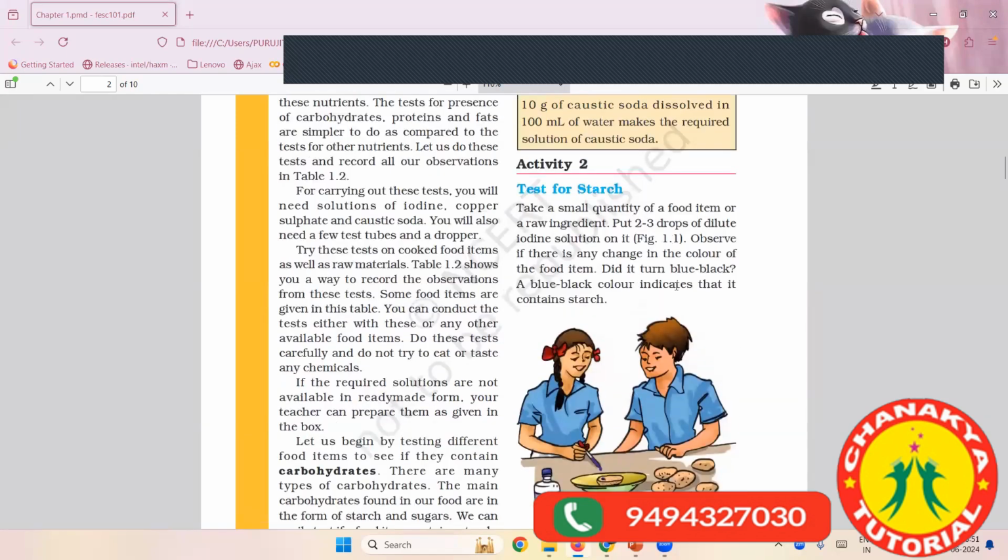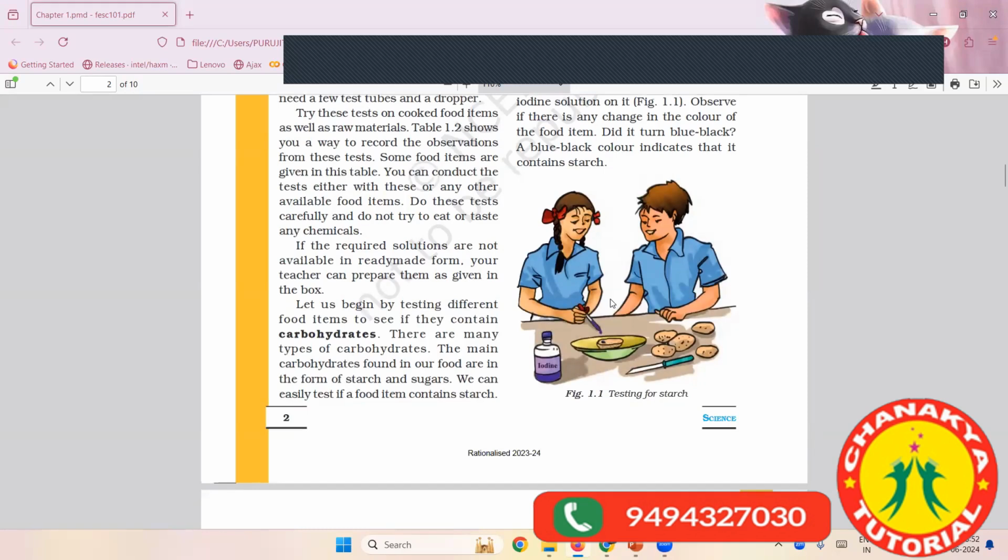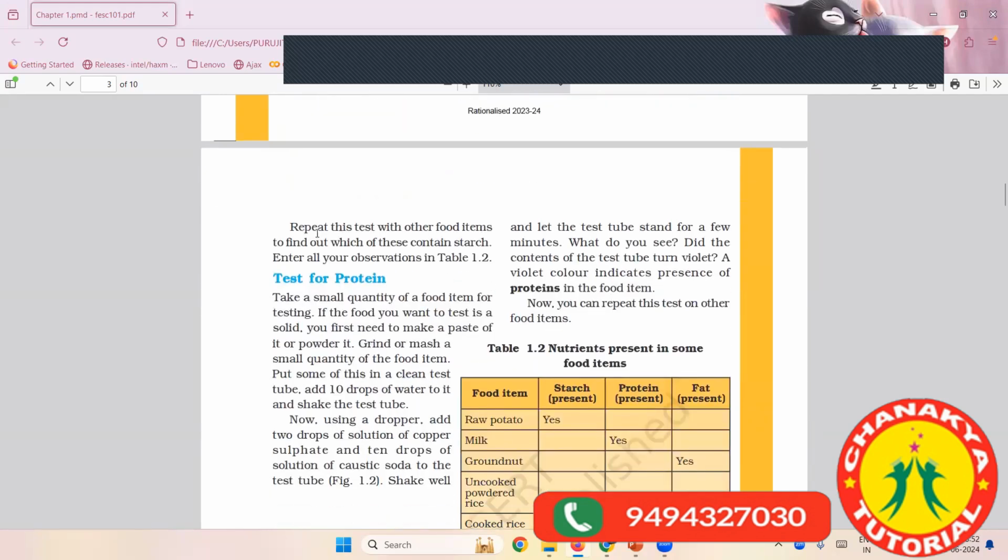So this is a very important point. You may get questions like, why has it turned blue or black? At that time you should confirm that it is having the presence of starch. A blue-black color indicates that it contains starch. If that food item turns into a blue or black color, you can say it is having starch.